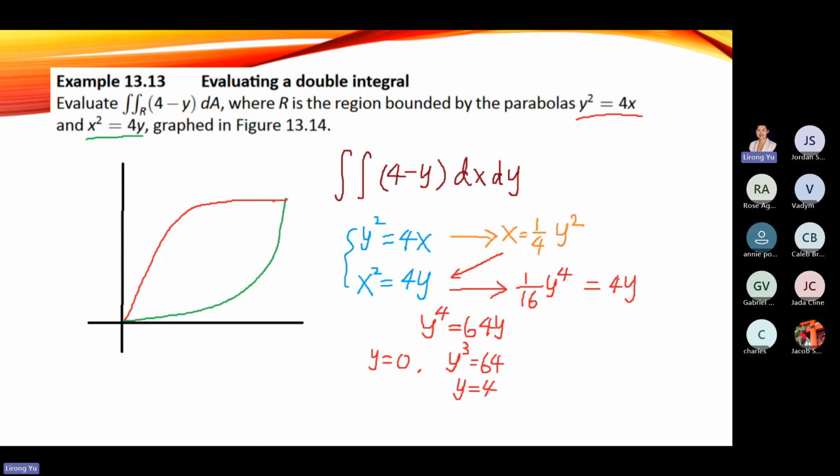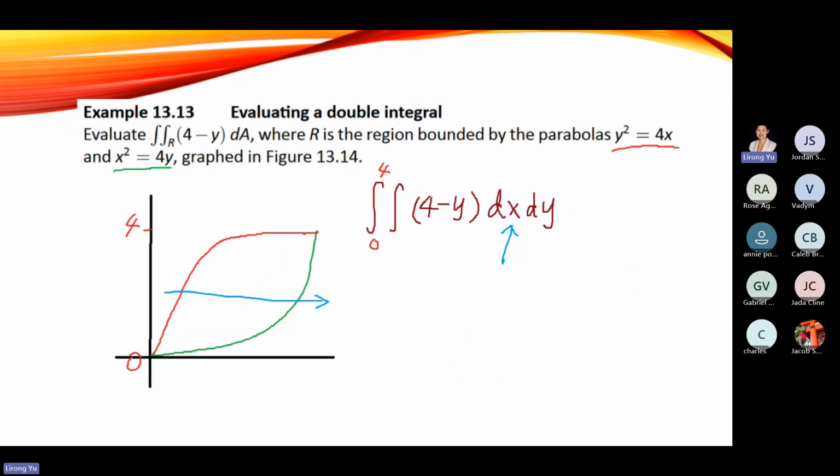Now the other case will be if y is not equal to 0. If y is not equal to 0, you divide both sides of the equation by y. You have y cubed equal to 64. And then cube root of both sides of the equation will have y equal to 4. So y has a numerical boundary 0 to 4. That made it possible for us to look at our integration limit.